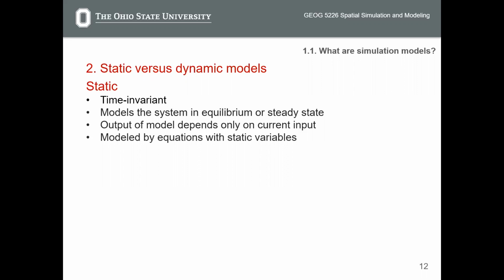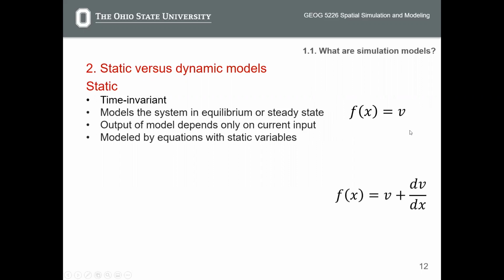Output of the model depends only on current input because the relationship doesn't change across time, right? Modeled by equations with static variables. For example, f(x) is equal to v. Let's just assume that f(x) is a function to address the speed of your car. If you're driving at a steady speed, then you can simply use f(x) equals v to represent your speed. Your speed is v and it doesn't change by time. It's a static mathematical model.